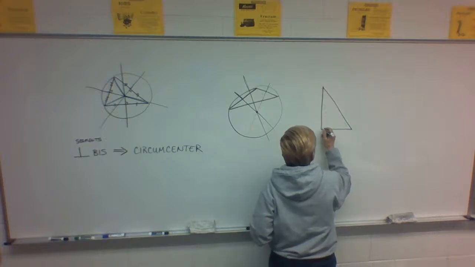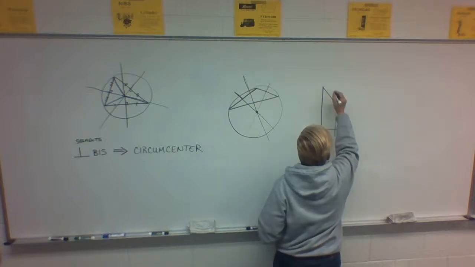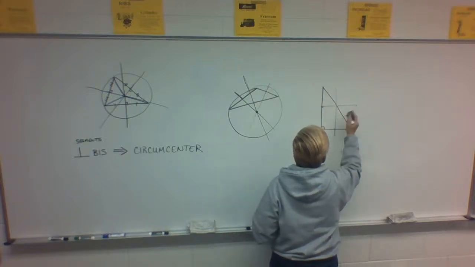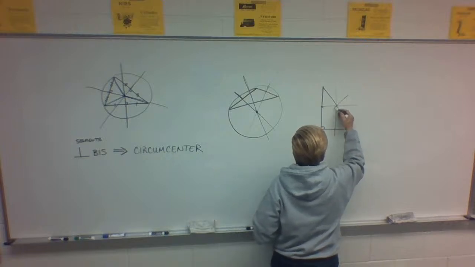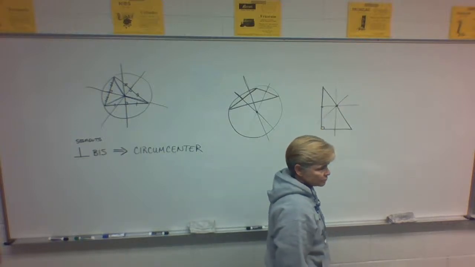And I drew the perpendicular bisectors. That would be this one right here, and this one right here. I didn't draw that very well, but this one right here. Like this, and this one right here, they all have to hit the same place. They hit right smack in the middle of the hypotenuse.